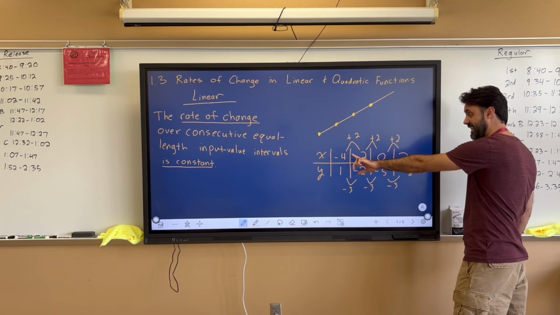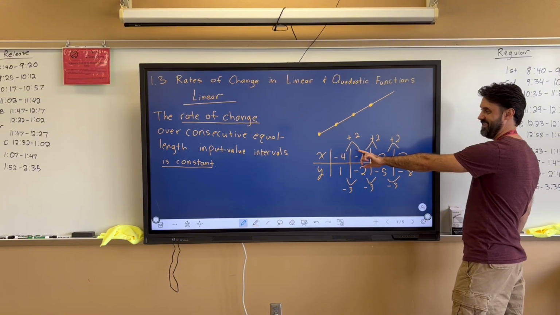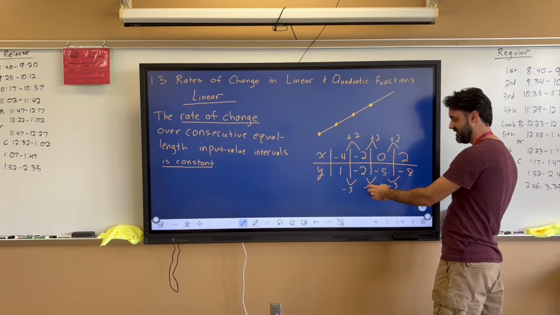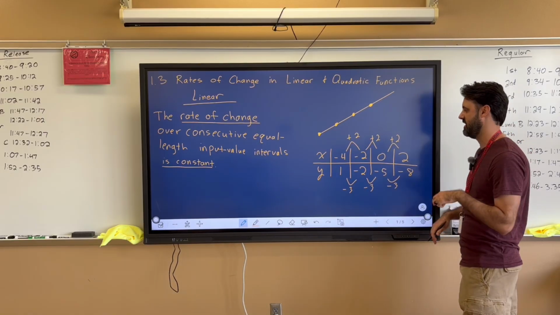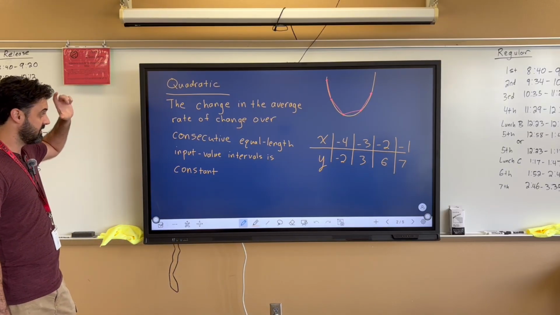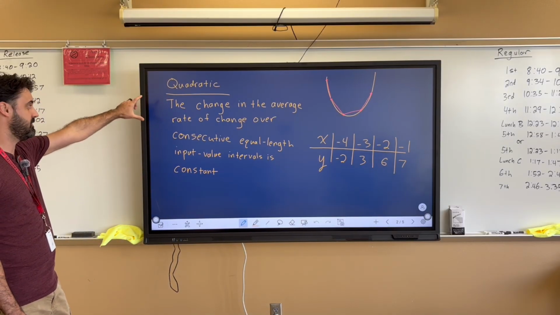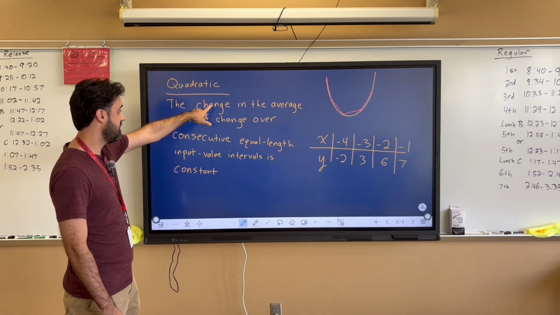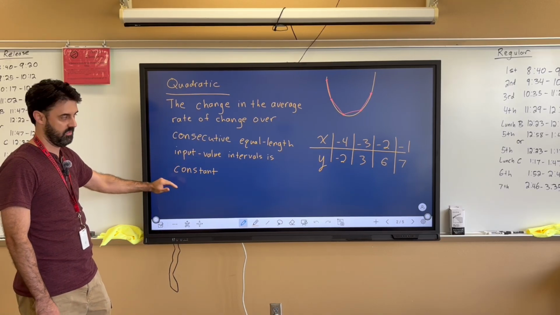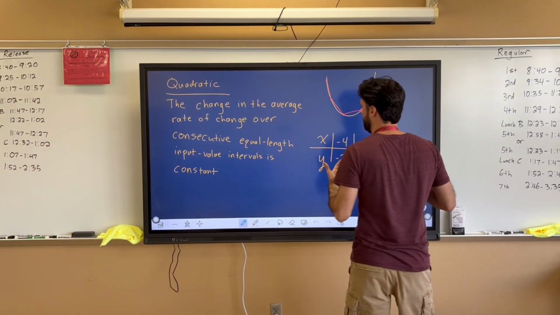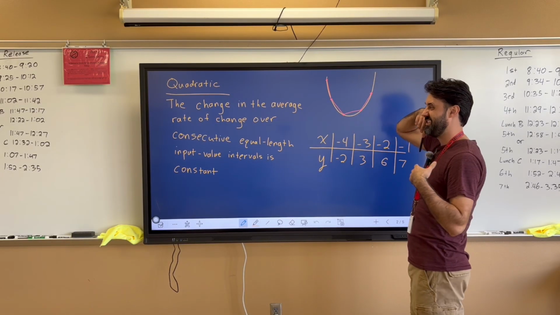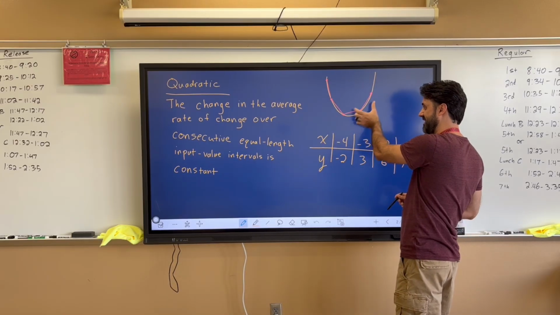Right? So over these consecutive equal length input value intervals, they're all increasing by 2, the rate of change stays the same. The change in the y values is going to stay the same. All right, so that's a linear function. A quadratic function, this sentence looks very similar, but there's one key difference at the beginning. It says the change in the average rate of change over, again, that same phrase, is constant. All right, so it is not true with the quadratic function that the slope is staying the same. It's changing, okay? But it's saying that if we find the change between these, that's staying the same.